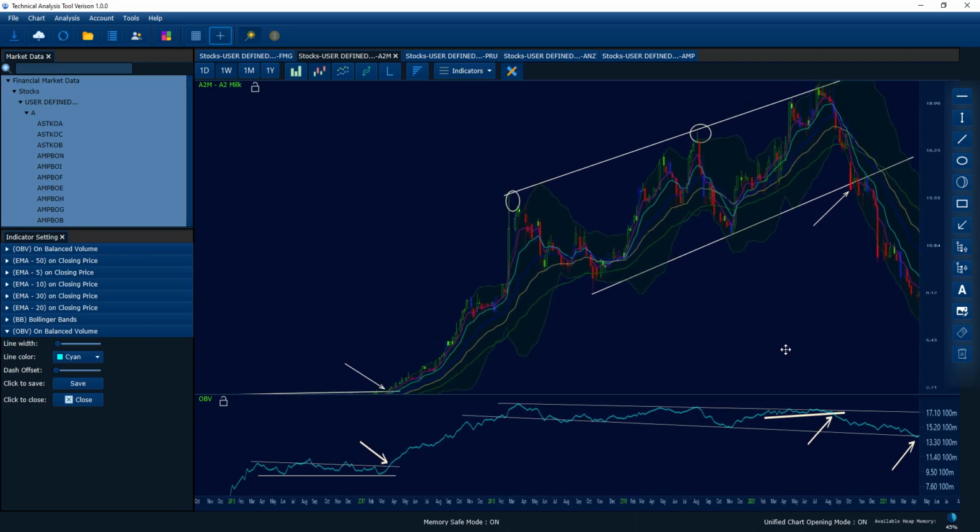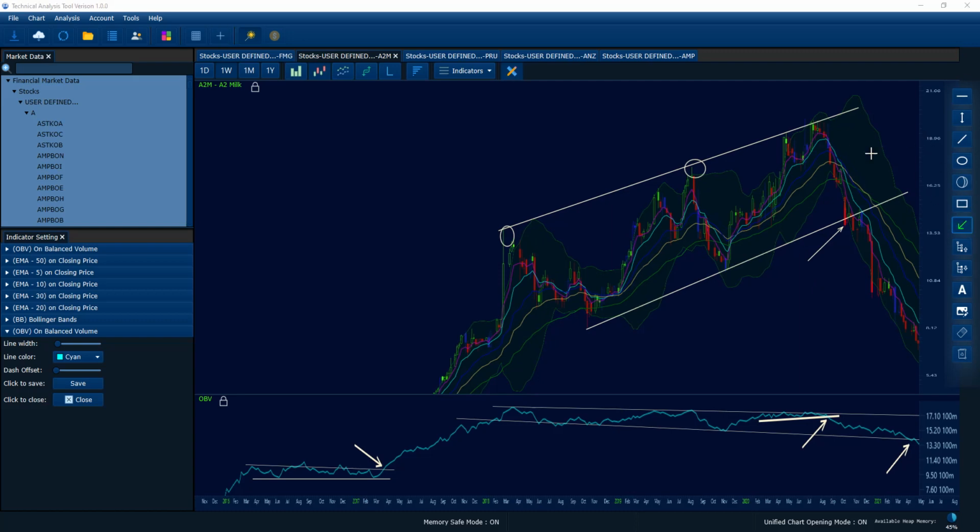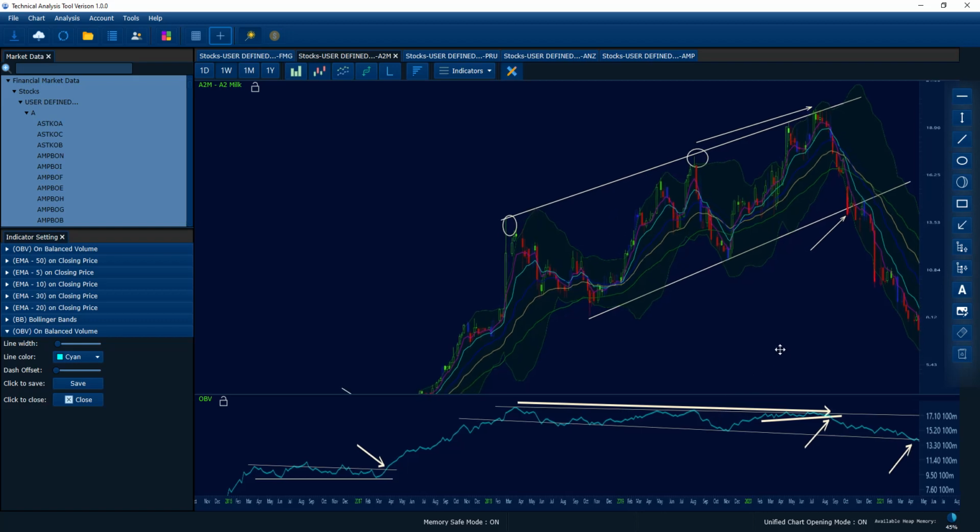So as you can see, that's the divergence, because as we can see here, price is creating higher highs, OBV is not. You can trace it back to here. This is a divergence of a couple of years, three years. That's a really bad sign.